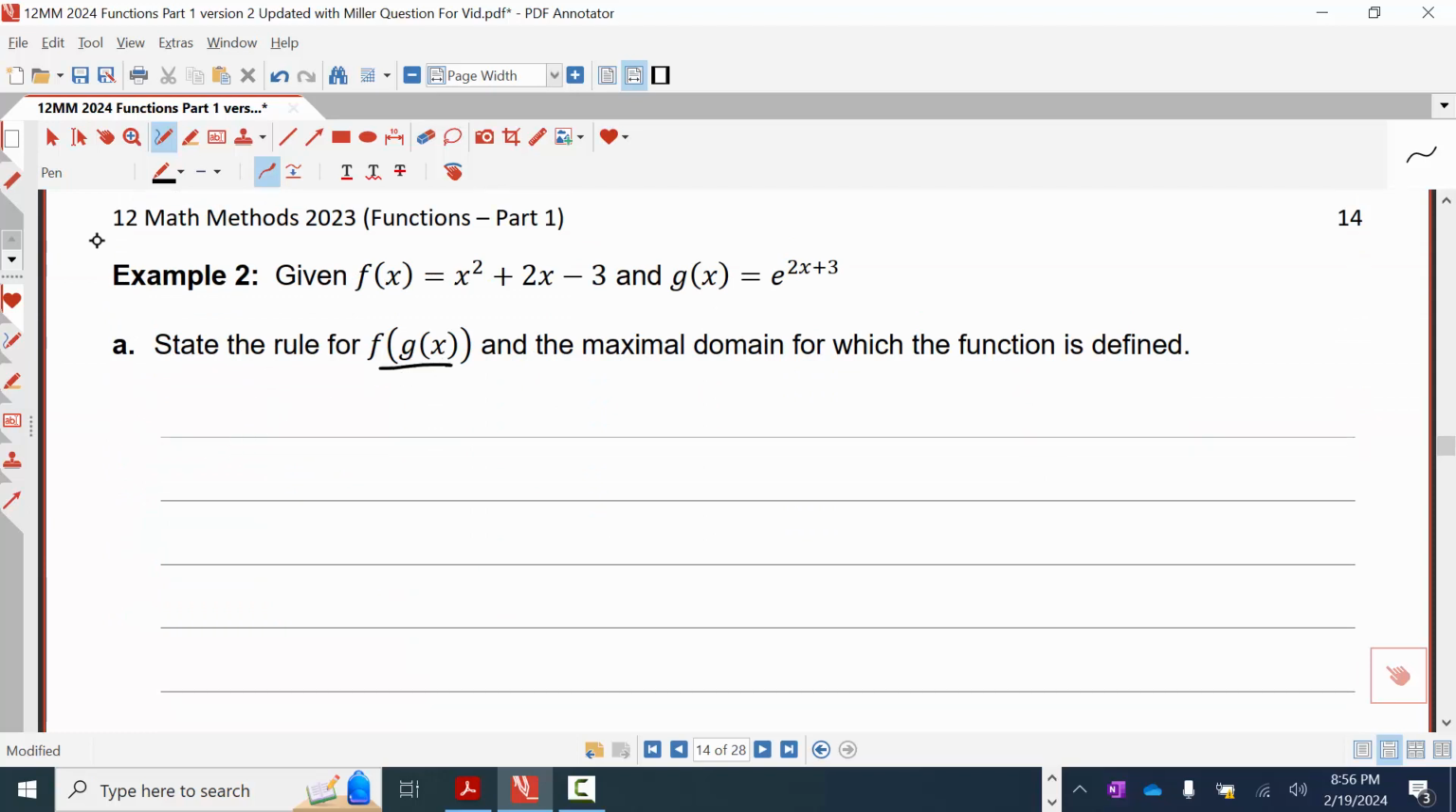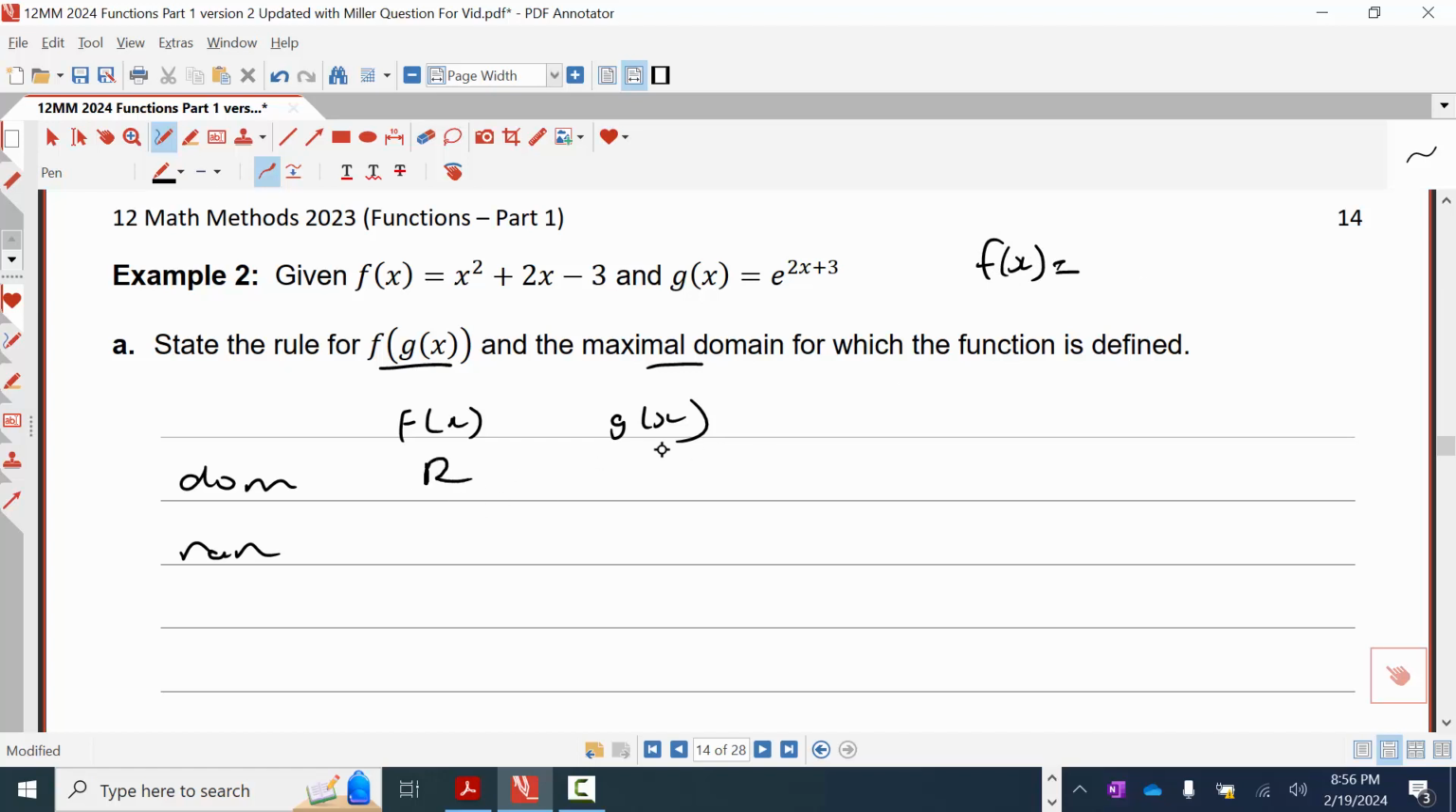Okay, so state the rule and the maximal domain. Okay, so again, what we do is we get the domain and range of f of x and g of x. So this parabola here is, let's put that into turning point form.